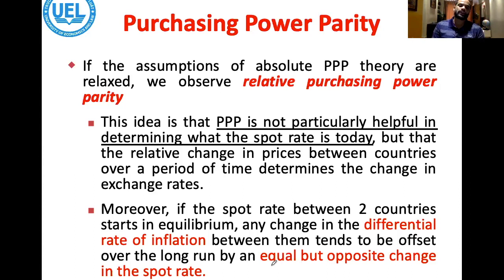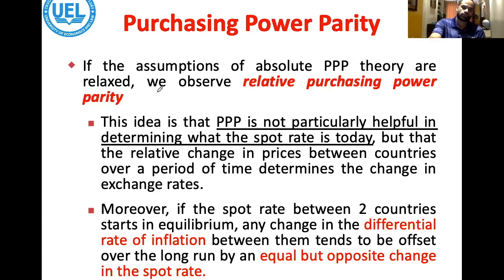The idea is that P is not particularly helpful in determining what the spot rate is today, but the relative change in the price between countries over a period of time determines the change in exchange rates, right? So this kind of purchasing power parity does not help us to estimate the spot rate, but it can help us to estimate the changes in the exchange rates, all right? So how can we estimate the spot rate? If such purchasing power parity does not give us ideas for estimating the spot rate, how can we estimate it?